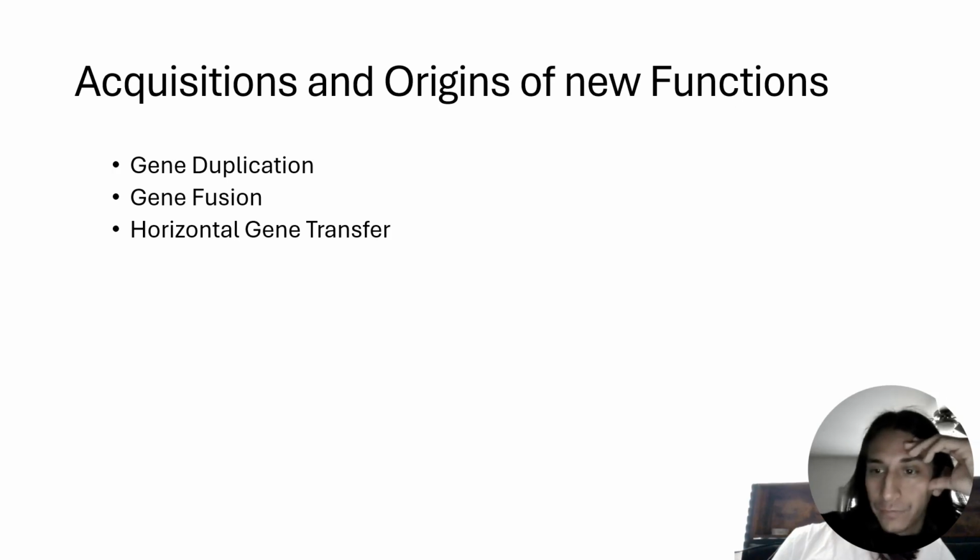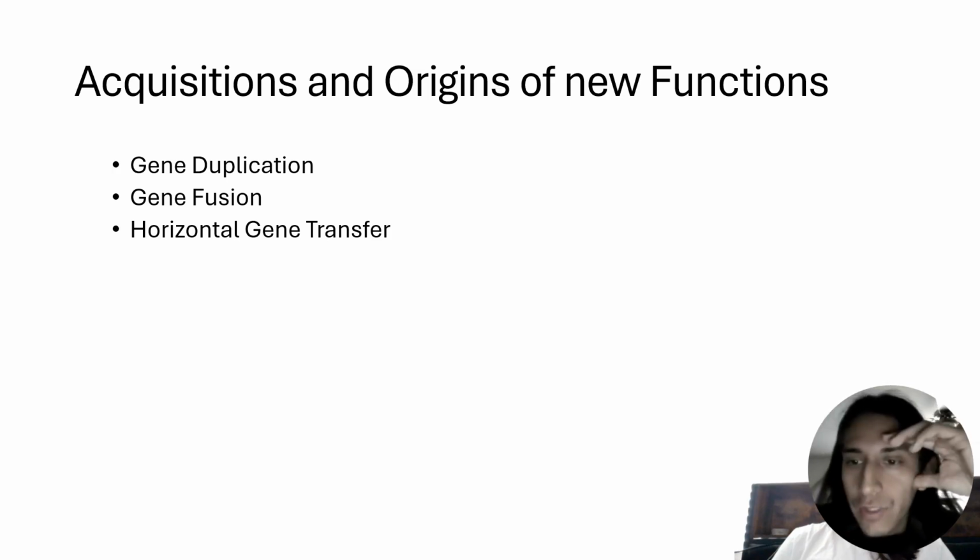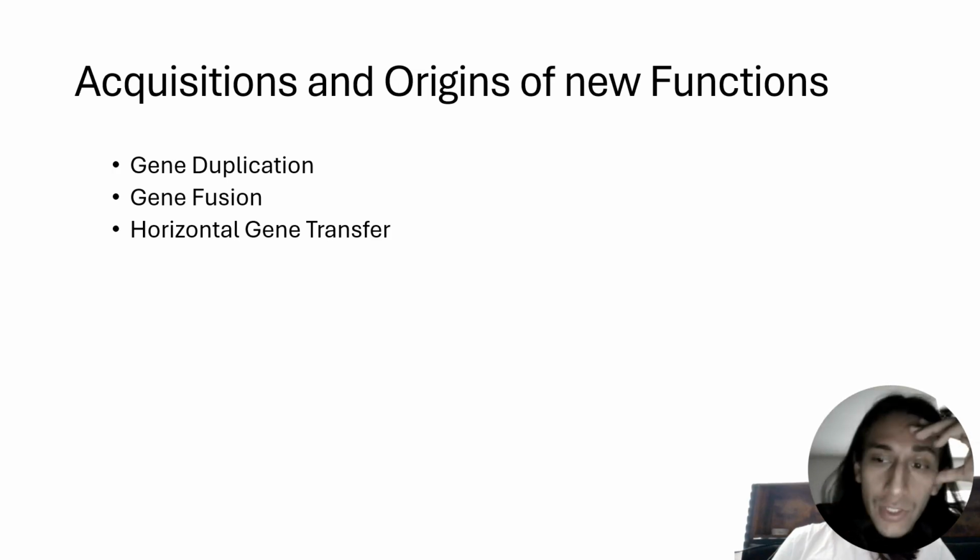Horizontal gene transfer. It's quite typical, I've heard this term before. It involves the transfer of genes between different species, resulting in the acquisition of new functions. I believe this happens in chromosomes, if I'm not mistaken.